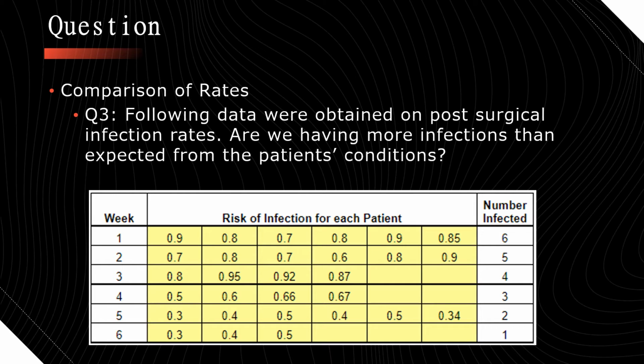In this presentation, I will be going through how to solve comparison of rates, question number 3, which is shown on the screen. And the provided data is also shown there. We will be using the outcome data to identify whether the facility is having more infections than expected from the patient's conditions.